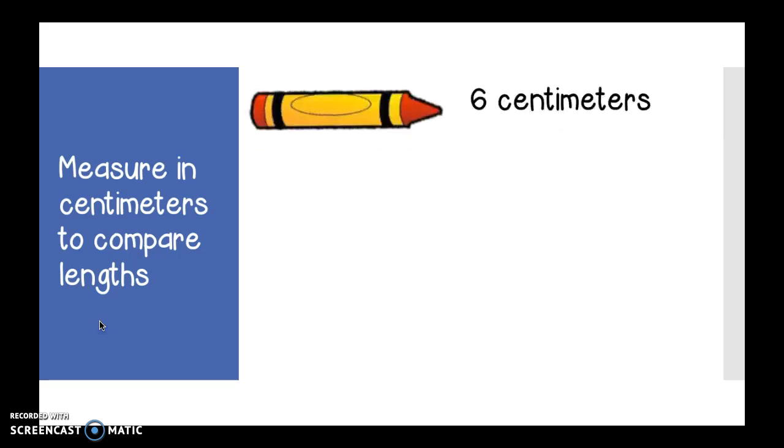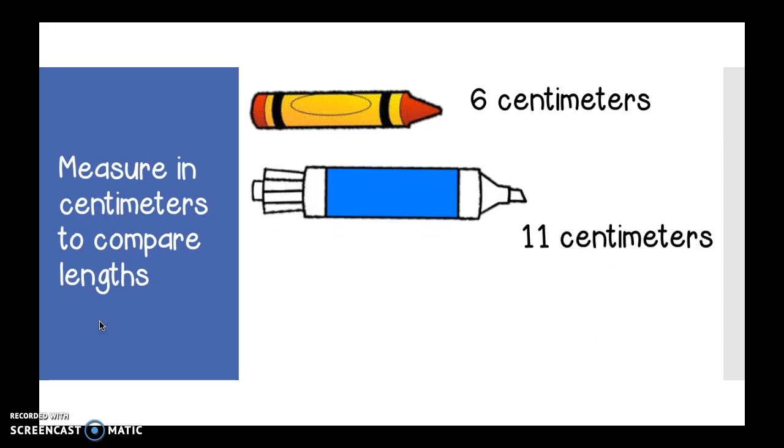Now, let's continue practicing measuring centimeters to compare lengths. So if this crayon is 8 centimeters long, and this marker is 11 centimeters long, I want to compare those two lengths. Can you go ahead and press pause while you draw a picture of those on your dry erase board or your math journal? Okay, good. You got your good picture?